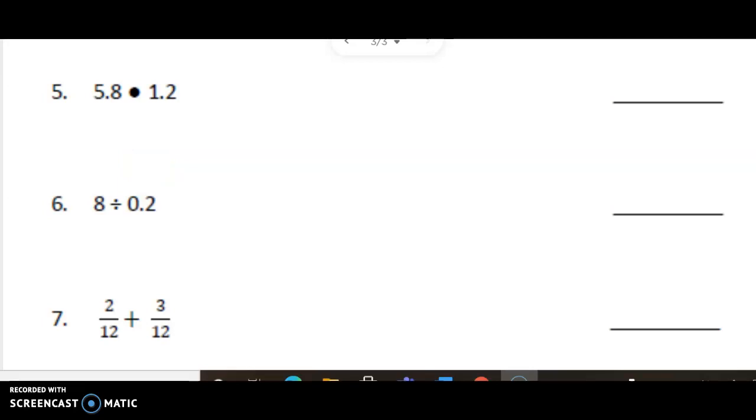All right, number 5. 5 and 8 tenths times 1 and 2 tenths. Now, you do not have to line up your decimals when you multiply. They just happen to line up. Now, do not touch that decimal until the end.